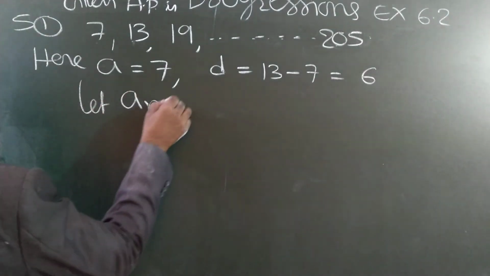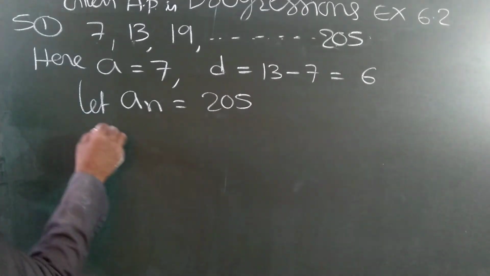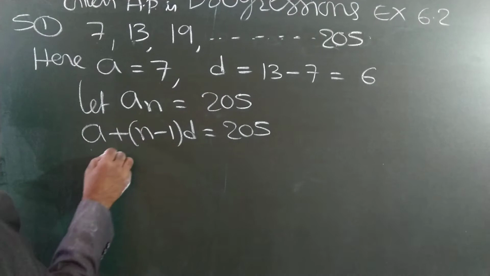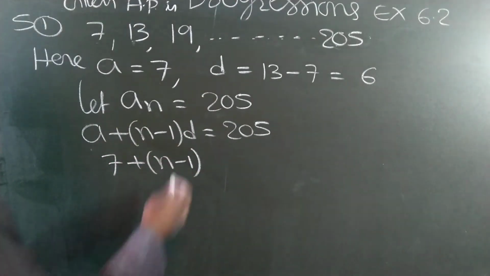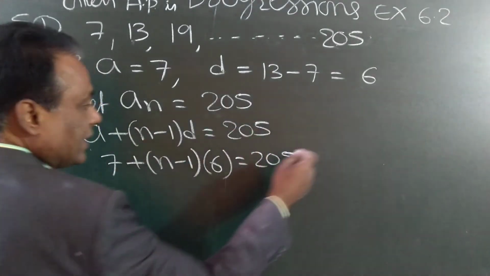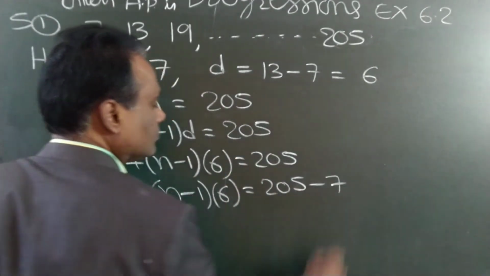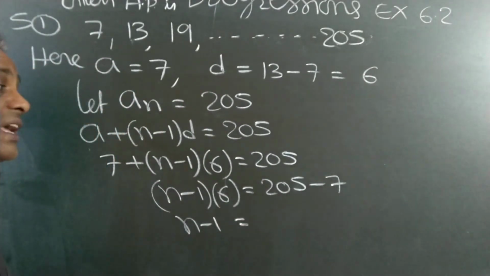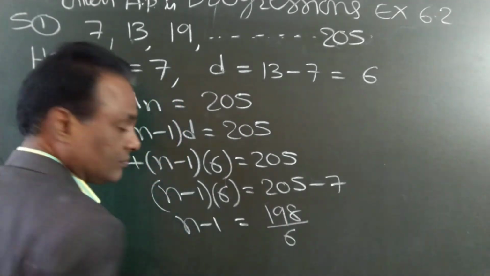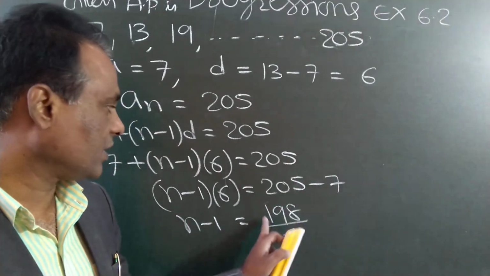Let 205 be the nth term. Now I am going to find the n value. What is the formula for the nth term? A plus n minus 1 into D is equal to 205. A value 7, plus n value we don't know, we have to find, D is 6. Plus 7 to the right side becomes minus 7. n minus 1 into 6 is equal to 205 minus 7. n minus 1 is equal to 205 minus 7, which is 198 by 6.